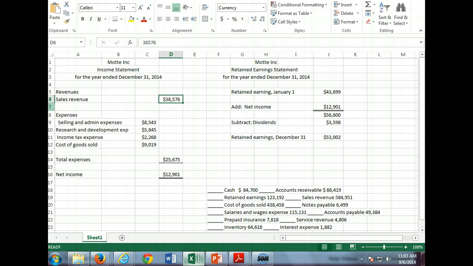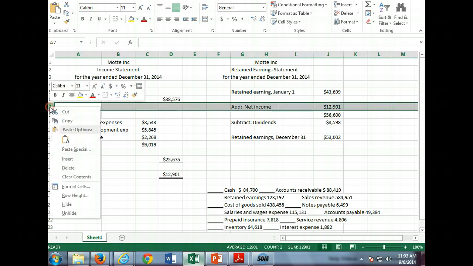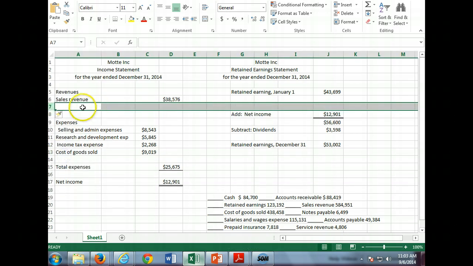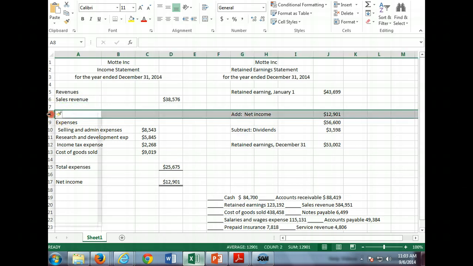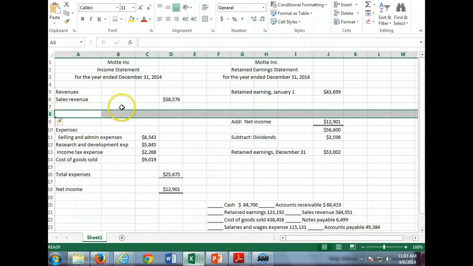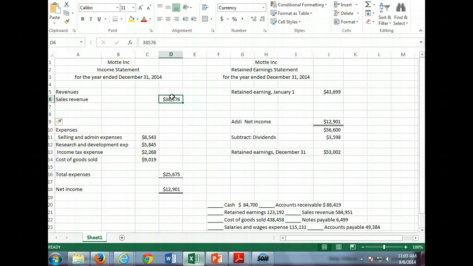What do we have in revenues? Sales revenue. Sales revenue of how much? $584,951. What else do we have? Service revenue, how much? 4806. I suppose that'd be common for some companies to break that down, huh? Like, you think like Best Buy, they fix stuff and then they.